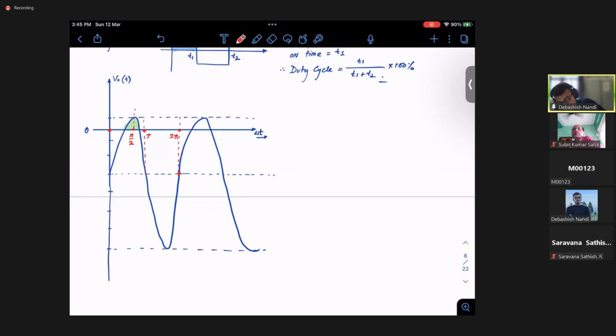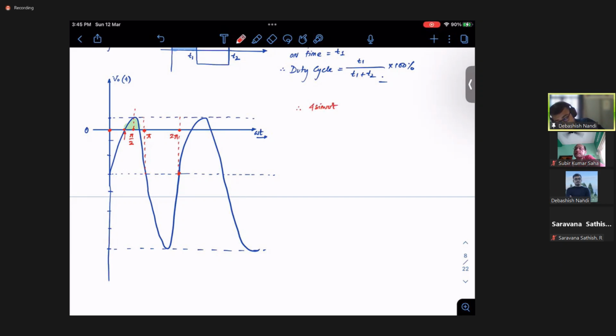And this is your pi, right? So how do you find out what this point is? You need to find out this point, right? So you simply put 4 sine omega t minus 3 is equal to 0, right? Then what would be your omega t? Sine inverse of 0.75.